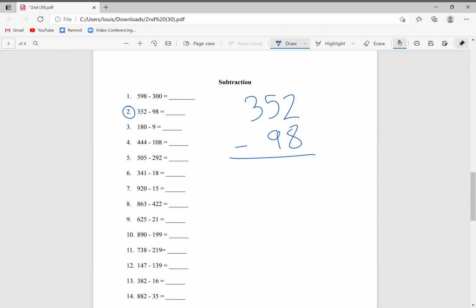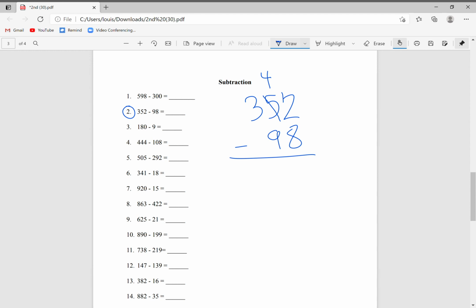You can't simply subtract 8 from 2, because that would get you less than 0, which is a possible number, but we'll get into that later on. So what you'll have to do is make this 2 into a greater number. So how do you do that? You make 2 into a greater number by moving a tens place over to the ones place.